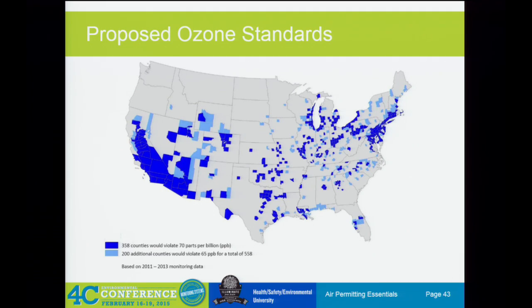So when people say it will literally throw half the country into non-attainment, that's very true, and that's what this map shows us.